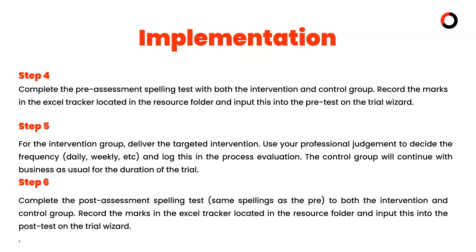Step 6, complete the post-assessment spelling test, which is the same as the pre, to both the intervention and control group. Record the marks again in the Excel tracker and then input this into the post test on the trial wizard. Then you can analyze the results to find out how the intervention has worked in your school.